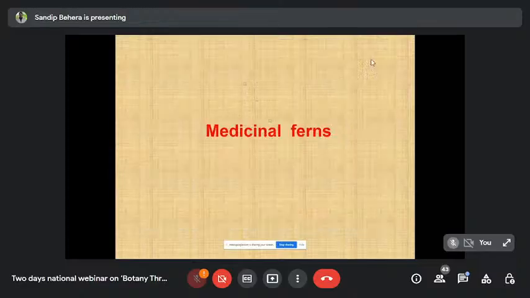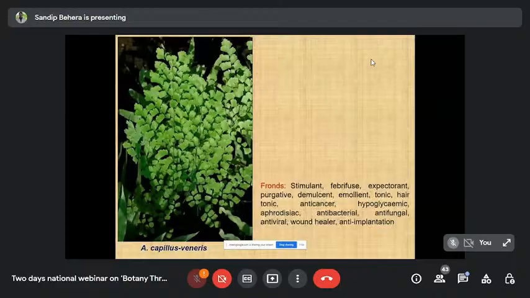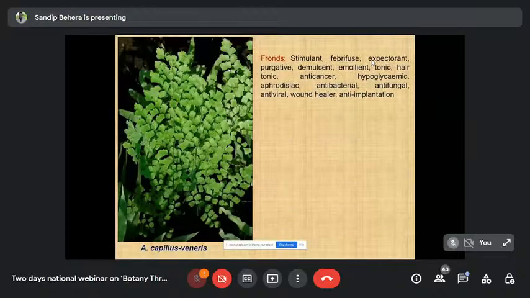Now, if we talk about medicinal plants, this is Adiantum capillus-veneris, as I was telling. It's a very common plant, but it has tremendous medicinal properties. It acts as a stimulant. It is a febrifuge, which means an agent which alleviates fever. And it also acts as an expectorant. Expectorant means an agent that removes mucus from the respiratory tract, that means anti-cough property. And it also has purgative, which is nothing but a laxative property.